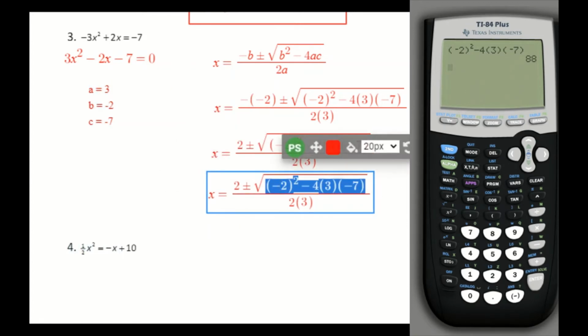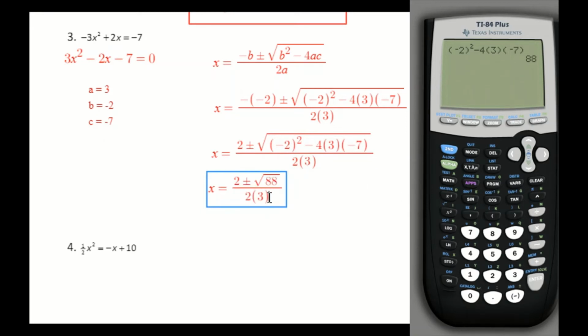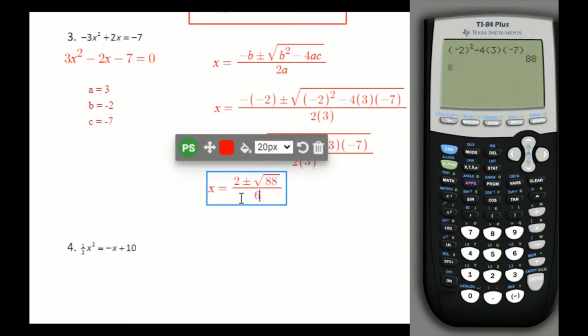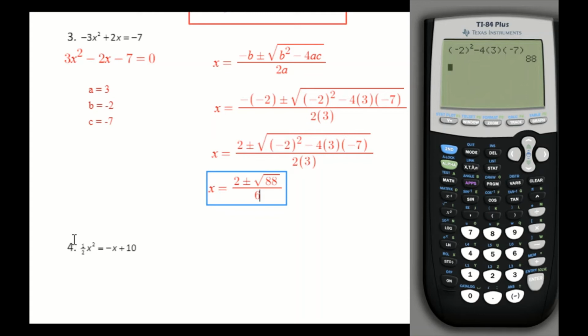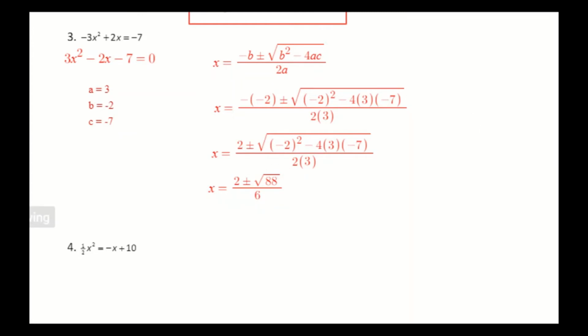So underneath here we get 88, and then 2 times 3 is 6. Okay, so looks like I'm kind of running out of room here. So I think what I'm going to do is I'm going to hide my calculator momentarily, and I'm just going to give myself a little bit more room by drawing a line here and then picking up where I left off over here.